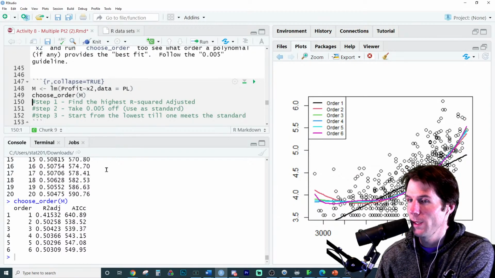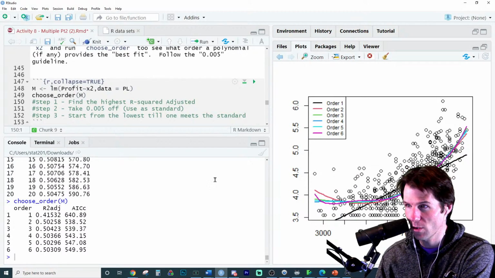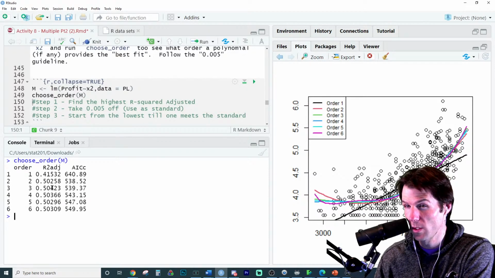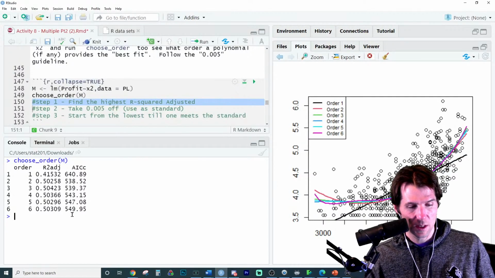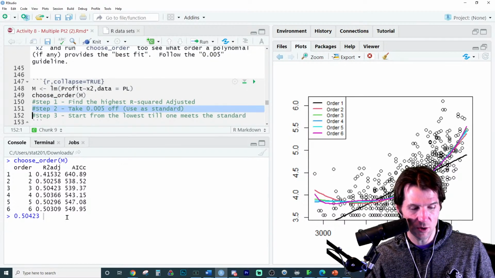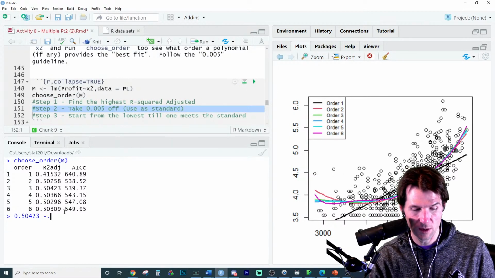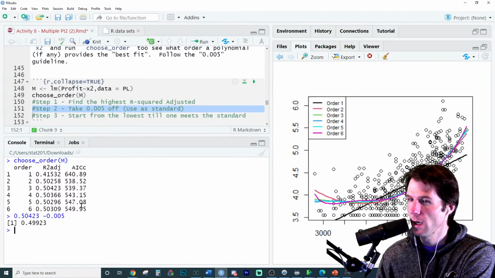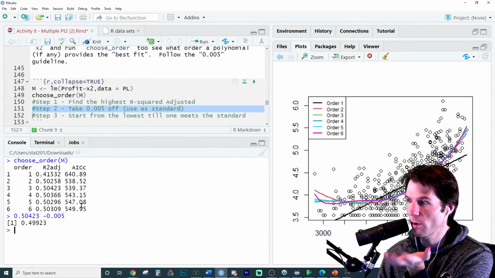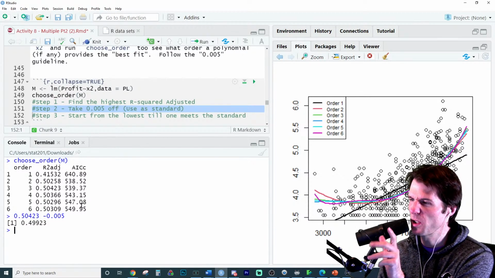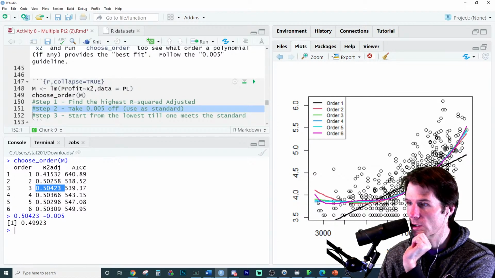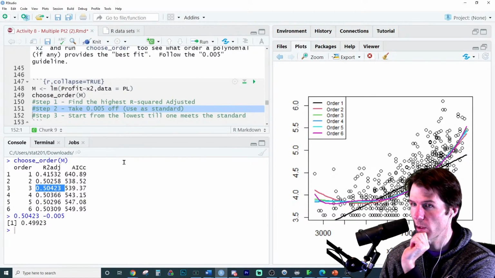So right here, we can go and take a look. The highest R squared adjusted, I'm going to make it so it only appears on the screen. The highest R squared adjusted is going to be this one. Step 2, take that highest R squared adjusted and remove 0.005 off of it, not 0.05, 0.005. We're basically saying, yeah, that model's great, but could we maybe make it a little bit simpler? Like, we don't want to go to the 4th degree or 3rd degree polynomial, which is this green line that's intertwined between all these other ones.